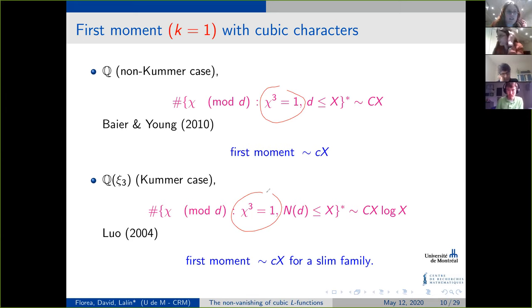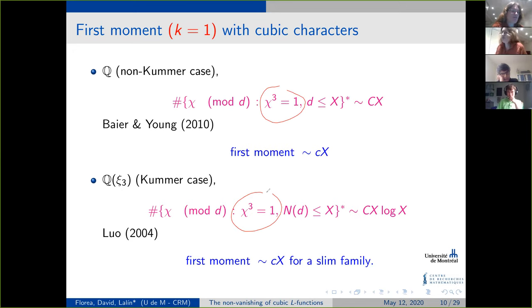So for k equals 1, what happens with cubic characters is that there are other factors that come into play. Because the third roots of unity are involved, you, in principle, have different behavior, whether you have the third root of unity involved in your base field or not. So the most natural question, coming from our definition, is working over the rationals. And over the rationals, you don't have the third root of unity.